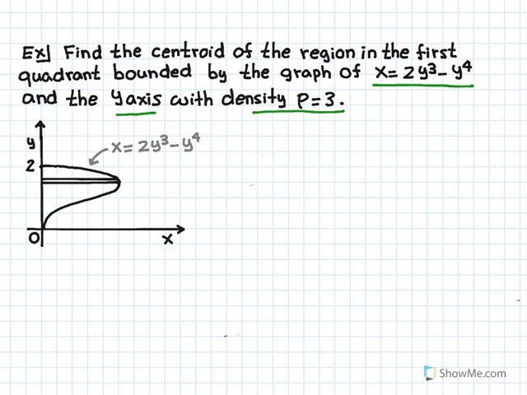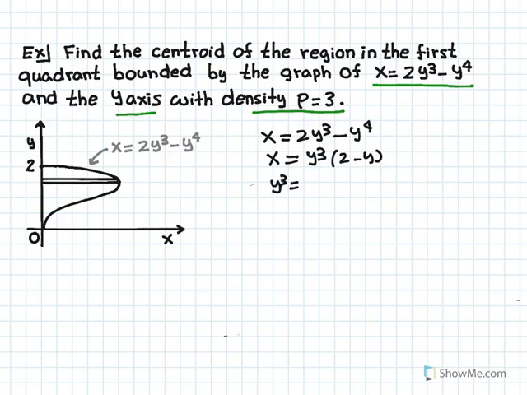So let's now talk a little bit about the sketch of this function. Here we have x equals 2y cubed minus y to the 4. All right, let's factor out y cubed times (2 minus y), and let's find the intercepts.